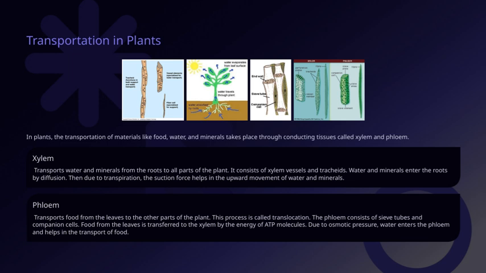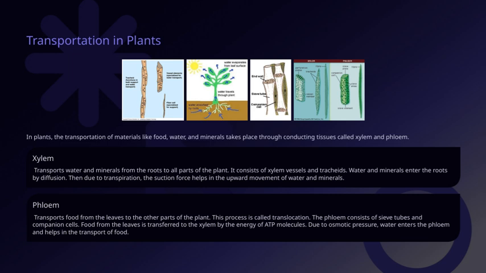Water and minerals enter the roots mainly through diffusion, and then, thanks to transpiration, basically the evaporation of water from the leaves, a suction force is created. This force pulls water and minerals upward through the xylem vessels, ensuring the plant stays hydrated and nourished.